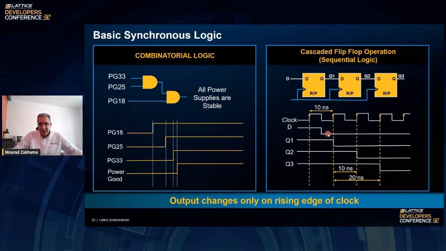meaning that all the power supplies are stable, then Q1 will go low on the first rising edge. Then Q2 will go low after the second clock edge on the second flip-flop, and then the third flip-flop will have 20 nanosecond, and that's a minimum 20 nanosecond between the time all our power good signals are stable and the time we release the reset to the output to the CPU.